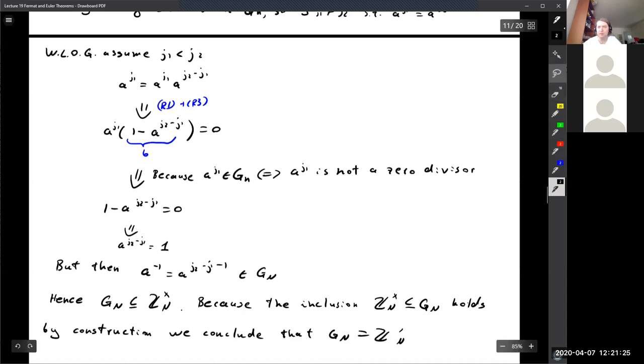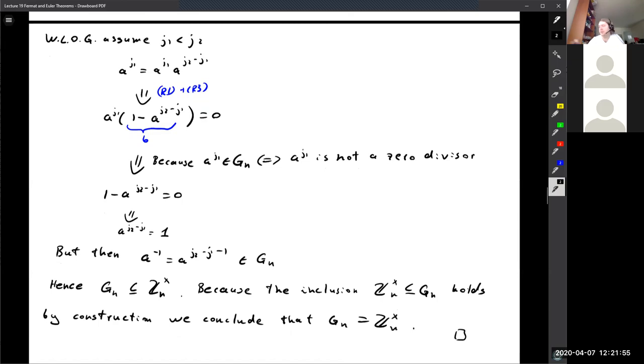I used small n's before. Sorry about that. That's what happens when you start rushing towards the main statement. This is n small everywhere. Gn coincides with Zn cross. And that concludes the proof of our theorem. So any questions so far?